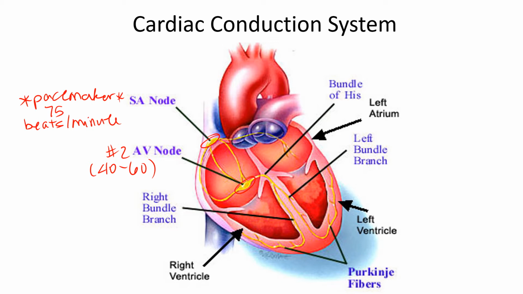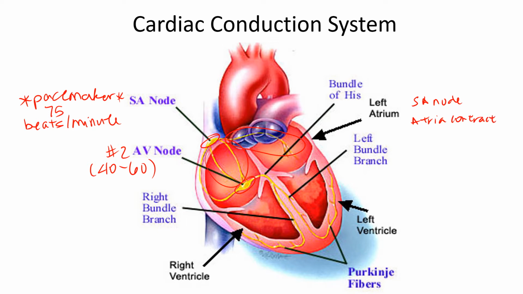Let's start with the firing of the SA node. When it sends an impulse, the impulse travels across the walls of the right atrium, you can see here, and into the walls of the left atrium. As a response, the atria contract first. So SA node fires, atria contract first.